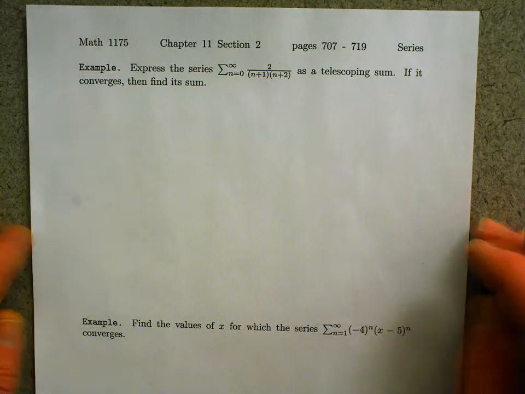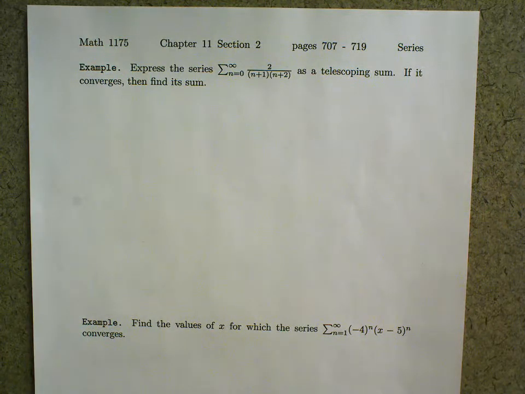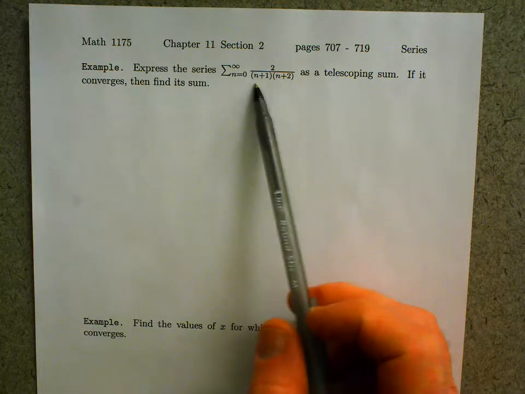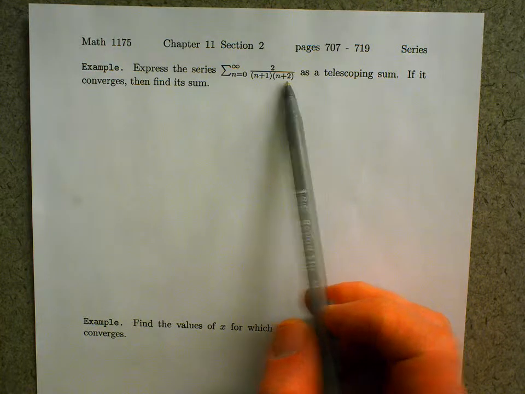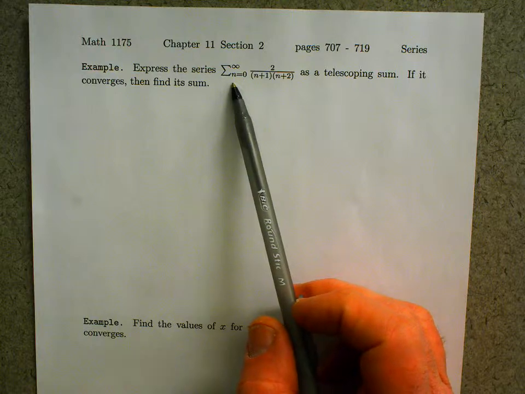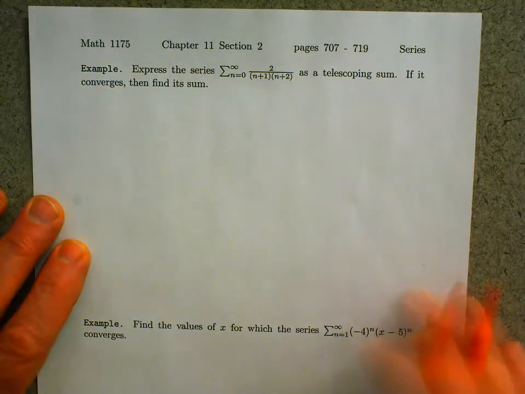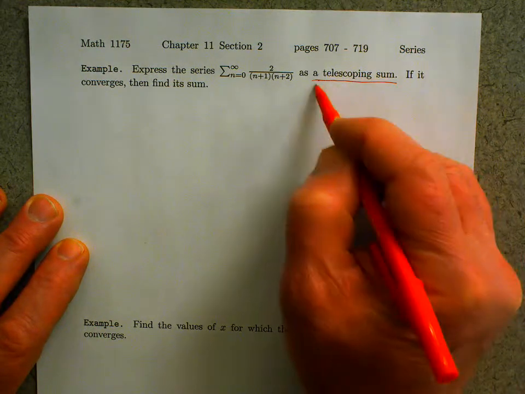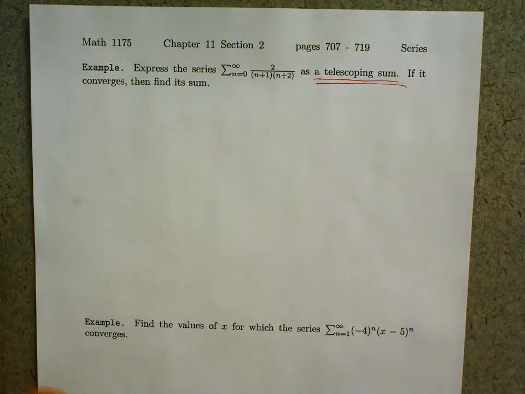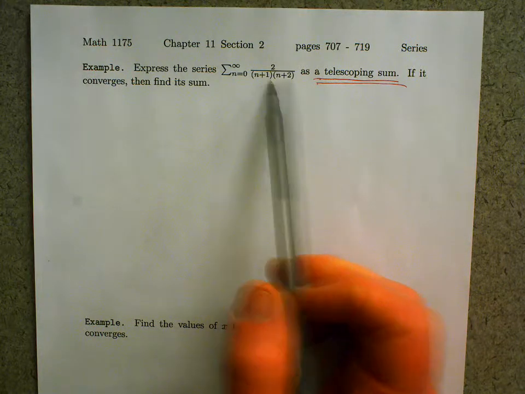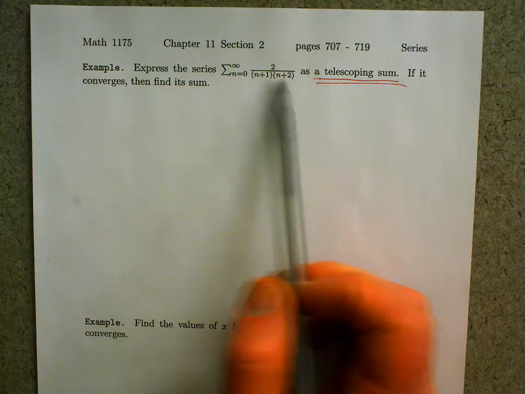Okay, this one says express the series as a telescoping sum. If it converges, then find its sum. So in this series, the terms are 2 over n plus 1 times n plus 2, and n goes from 0 to infinity. And so if you ever suspect what is referred to as a telescoping sum, then use partial fractions to rewrite the nth term of the sequence.